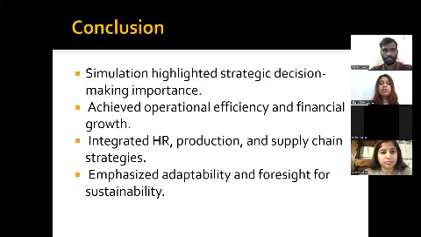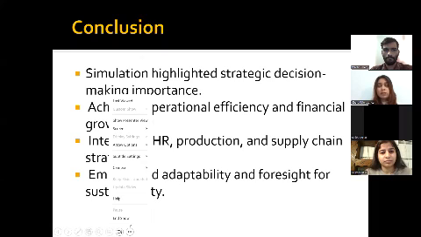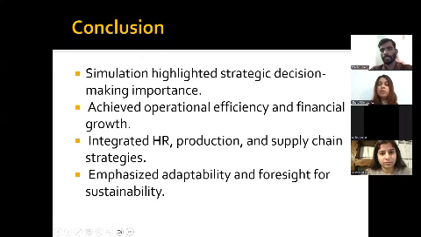Okay, so to conclude, the simulation highlighted how important it is to make well-integrated decisions to succeed both operationally and financially. Smart use of just-in-time inventory, capacity planning, and HR management drives these things efficiently. This happens by being flexible, and planning ahead also helps tackle challenges and sustain development and growth. Moving forward to financial outcomes.